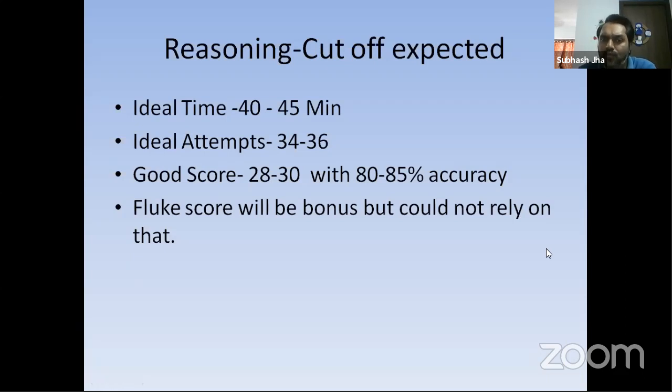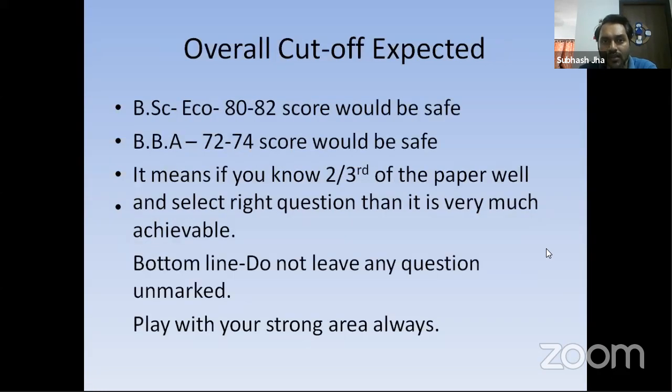Definitely, people get 4 to 5 extra marks because of the fluke overall. If I talk about the overall, even for BBA, you need to score 72 to 74 to be safe, then definitely you get the call. Even for Base Economics and other branches, you need 80 to 82, because the score goes 5 to 6 marks higher than the BBA score. So, did you understand from this?